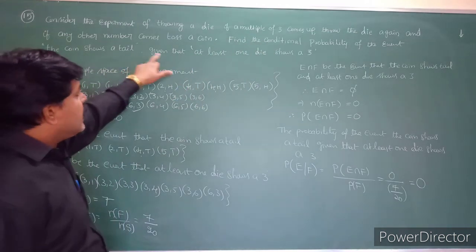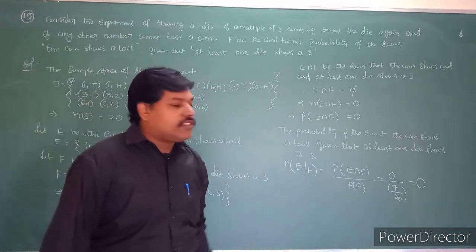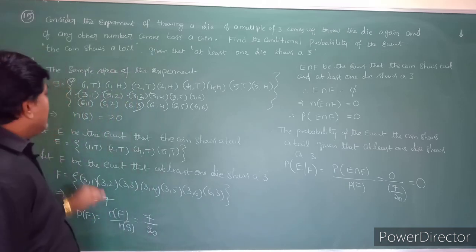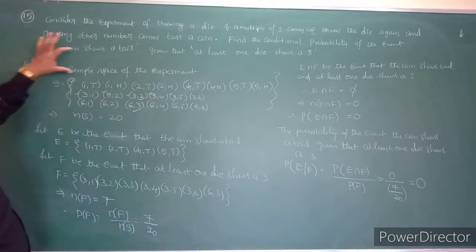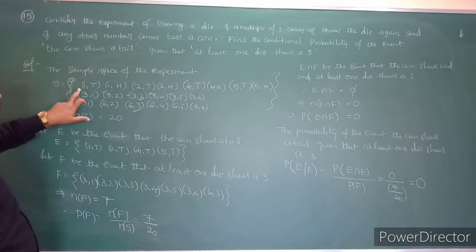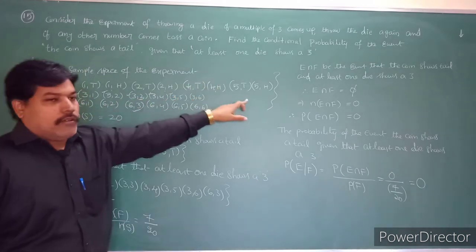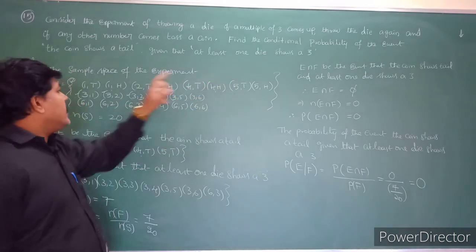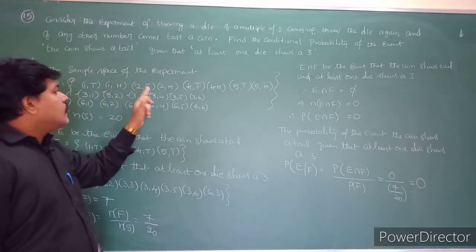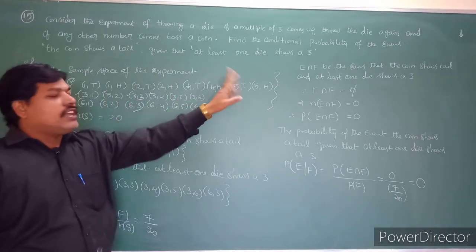The coin shows a tail given that at least one die shows a 3. At least one die shows a 3. So first, we take the sample space. What is the sample space here? If you are getting 1, 2, 4, 5, you have to toss the coin. So that means 1T, 1H, 2T, 2H, 4T, 4H, 5T, 5H.